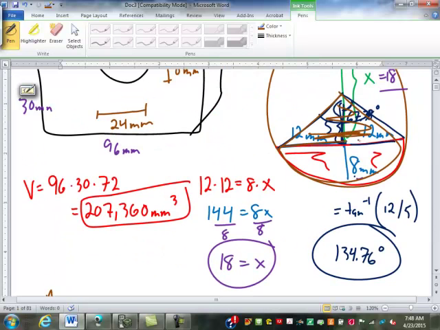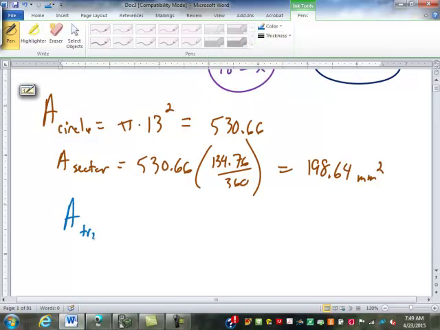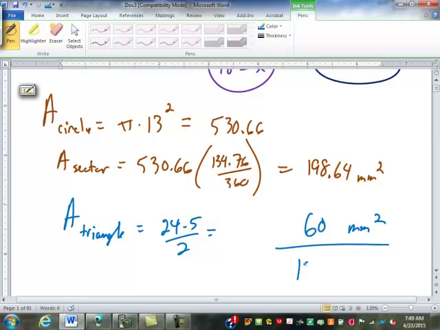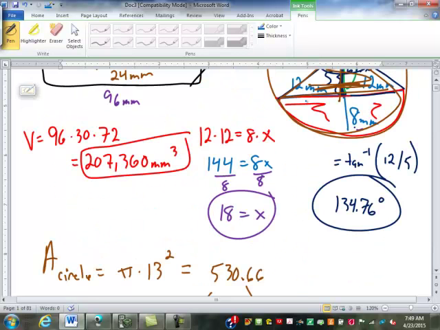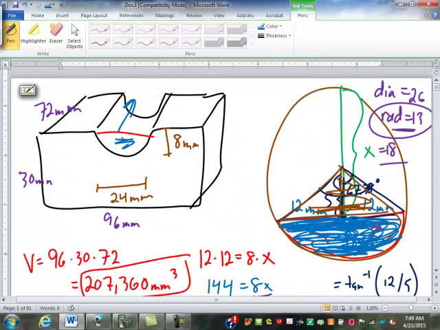Well, this triangle is 24 by 5, then divide by 2. So the area of our triangle is going to be 60 millimeters squared. So we're going to subtract to get 138.64 millimeters squared as the area of this segment of a circle. And of course, we learned a long time ago, like last semester, that a volume is nothing more than an area times a distance. So we're going to multiply that by the 72 millimeters across that groove.